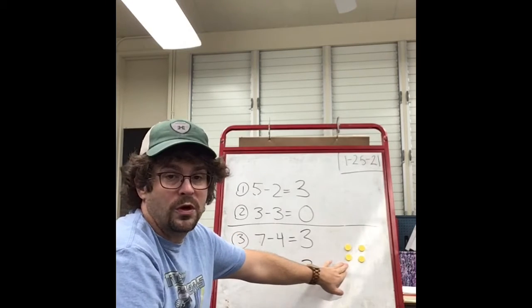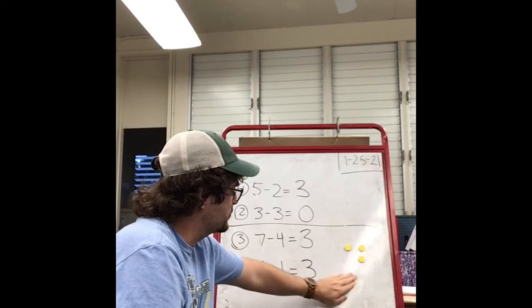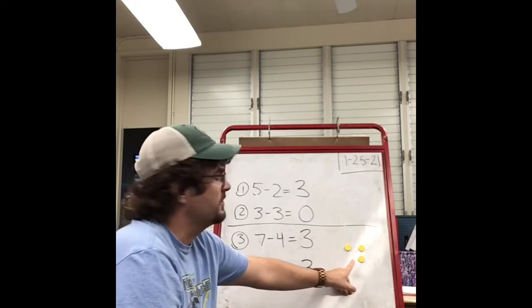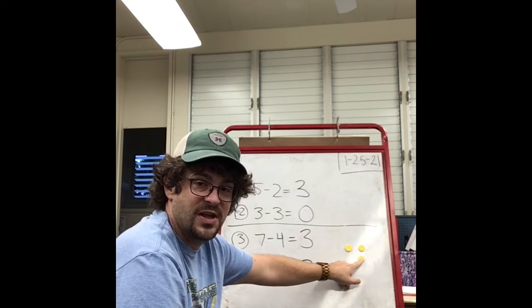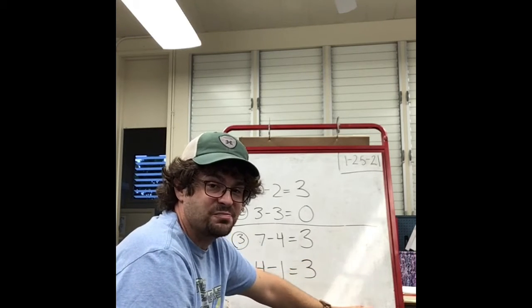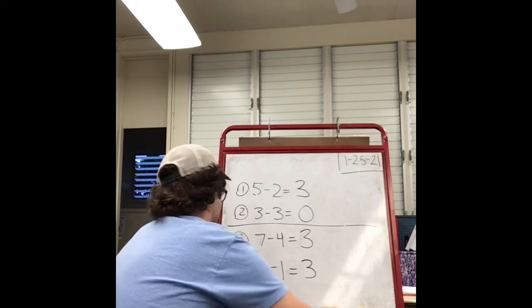Start with your 4 counters, just like our big number here. We're going to take away 1 of those. What's left over? 1, 2, 3 was left over. Not all subtraction problems are going to end up being 3. That's just how it worked out with the numbers that I made up.